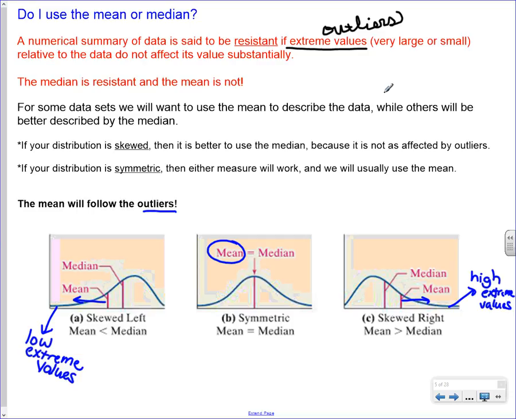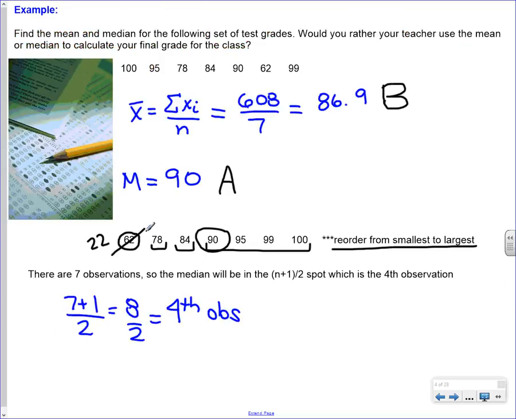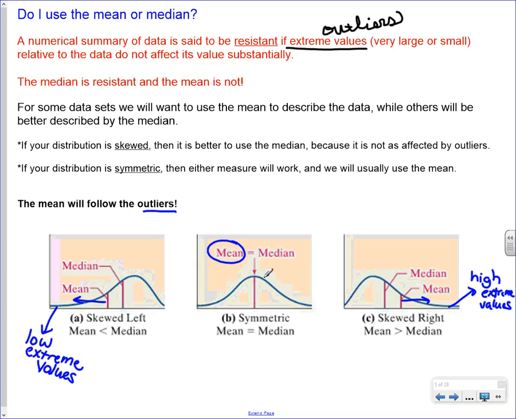The median is resistant, okay? Because like I said here, if I change this to 22, which would be considered an outlier because it's much lower than the rest of the data, then the median doesn't change. So it was resistant to that low number. But the mean would change, right? So it is not resistant to those really low numbers or really high numbers, okay?